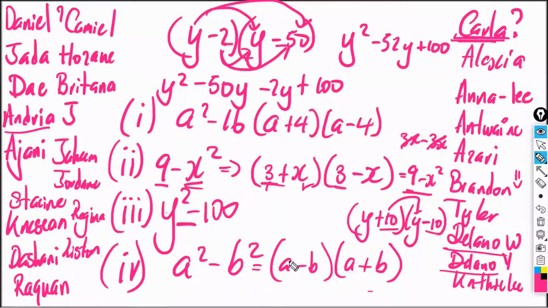Good. A times the a will give me the a squared. A times the b will give me plus ab. Minus b times a will give me minus ab. And minus b times the b will give me minus b squared. Go ahead, Jay.